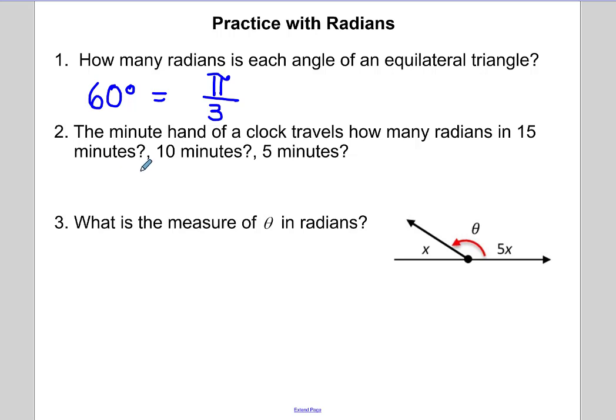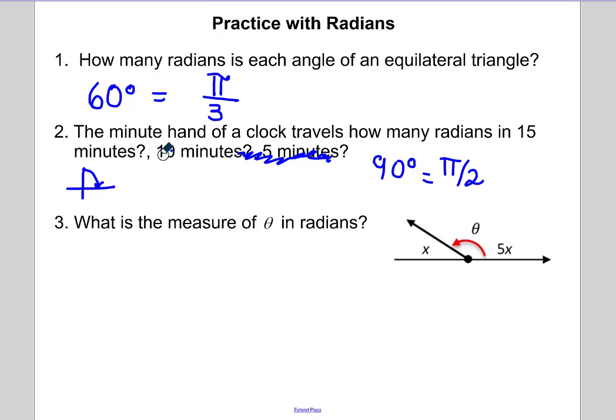The next one, the minute hand of a clock travels how many radians in 15 minutes? Oh, I didn't mean to have all of these. That was extra stuff. So in 15 minutes, the minute hand of a clock travels down to the 3. Well, that would be 90 degrees. And 90 degrees is pi over 2. Then number 3 should have been the 10-minute question. So my slide's a little off here.